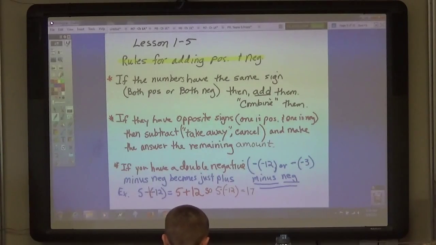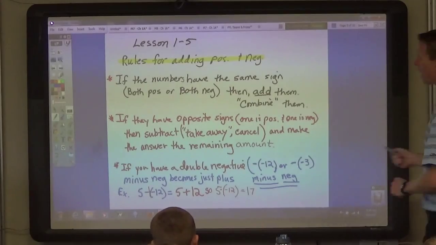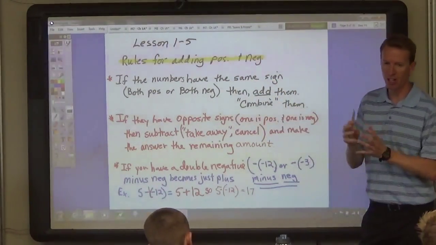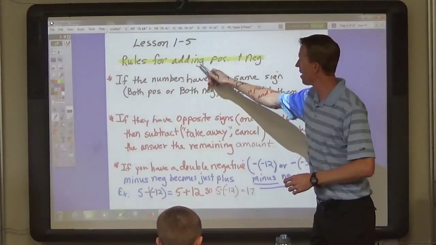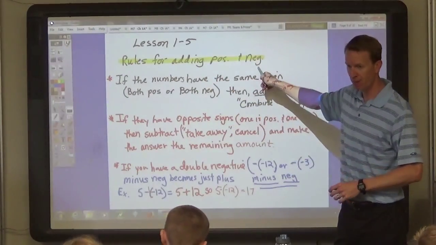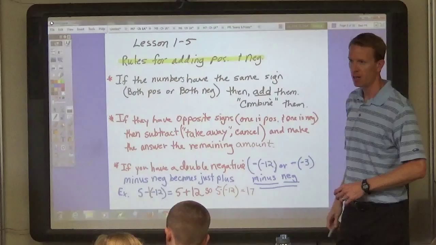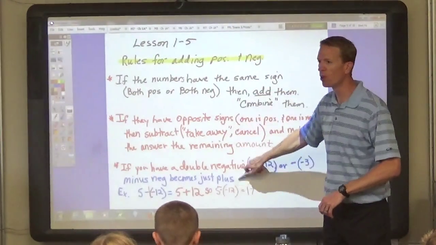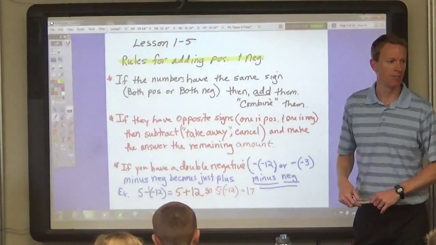Okay, 7th graders, y'all are going to learn lesson 1.5 about adding and subtracting. Really, we're going to talk about just adding, but adding positive and negative numbers. Okay? Positive and negative numbers. So there's 3 rules that I want you to learn today.